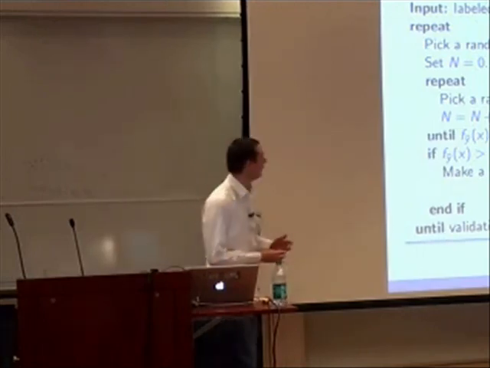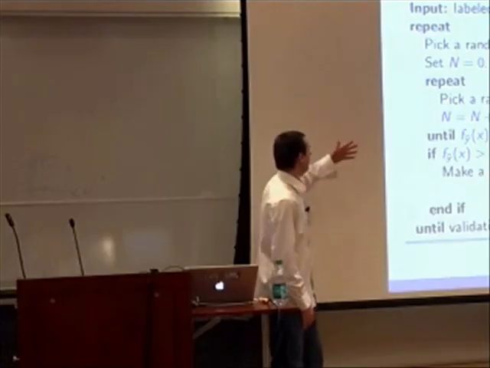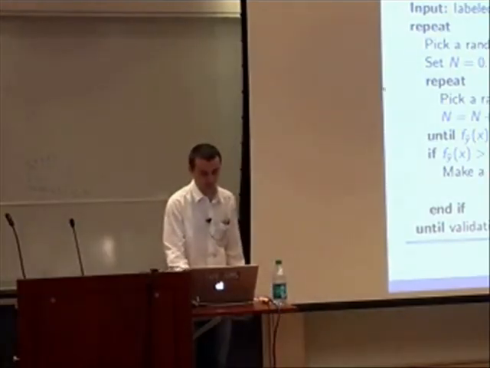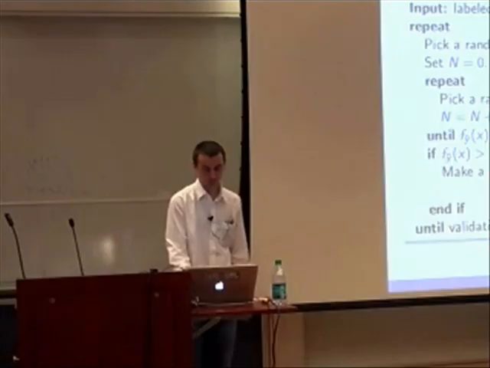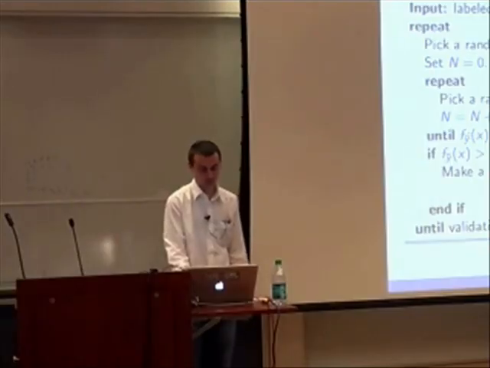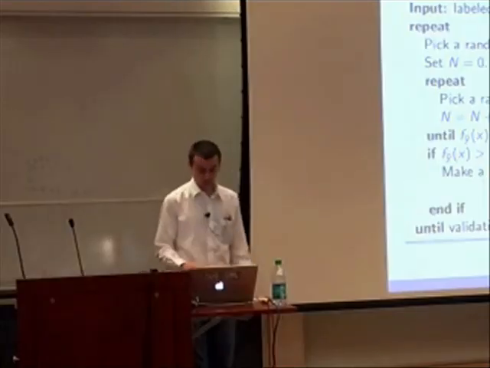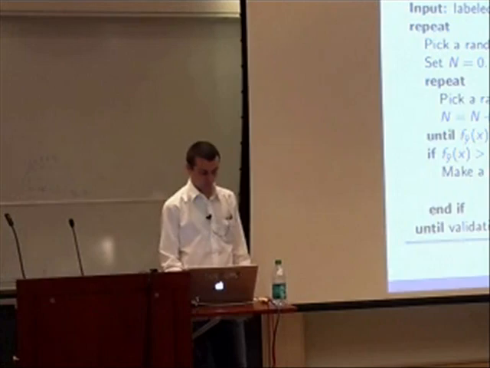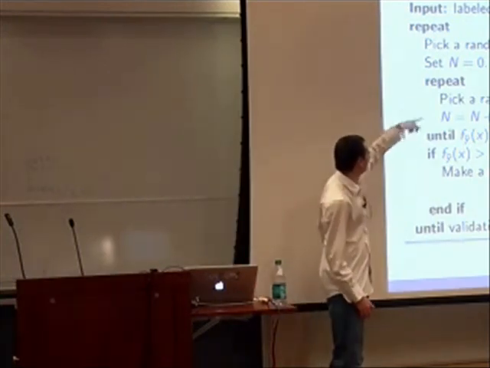Then we end up with this pseudocode for training, which I basically explained already. You pick a random labeled example for your stochastic gradient descent. You keep picking random annotations until you find a violating example, and you do the gradient update. You just keep repeating. So I guess it looks a bit like the perceptron in a way, apart from the trick.